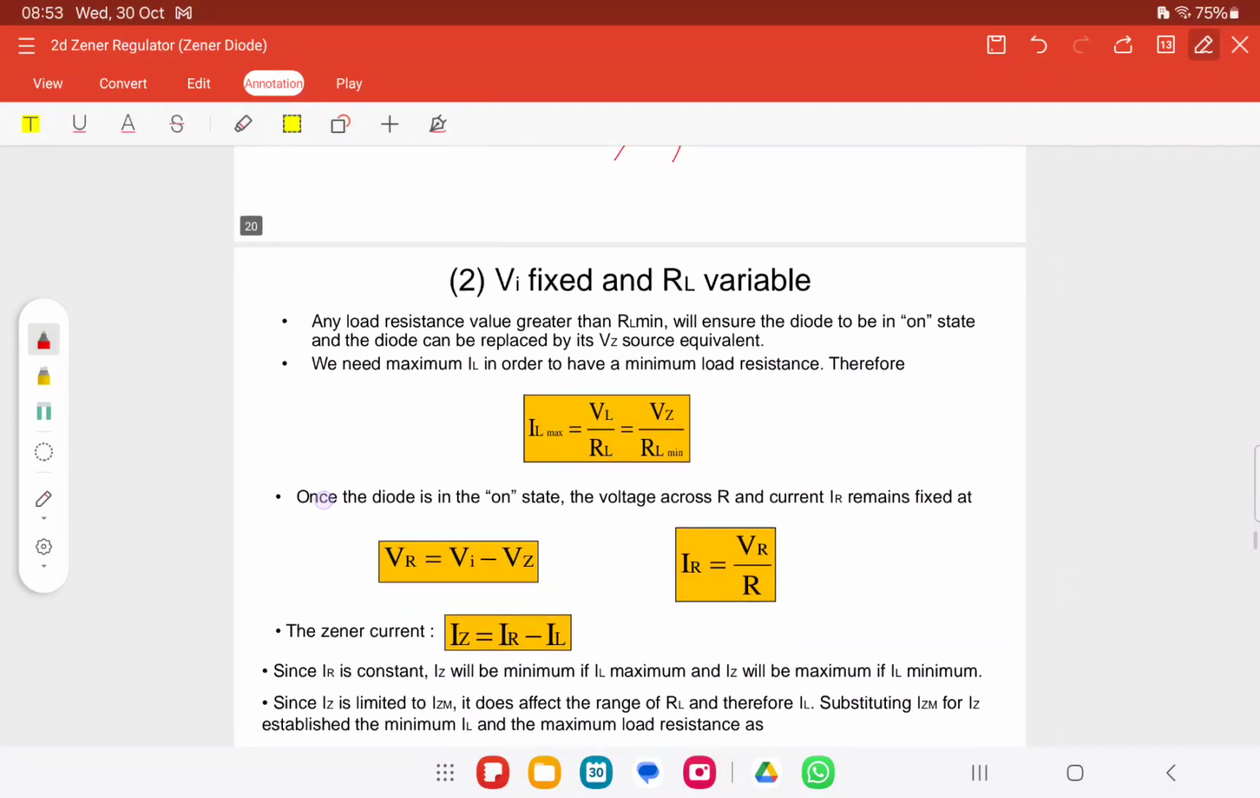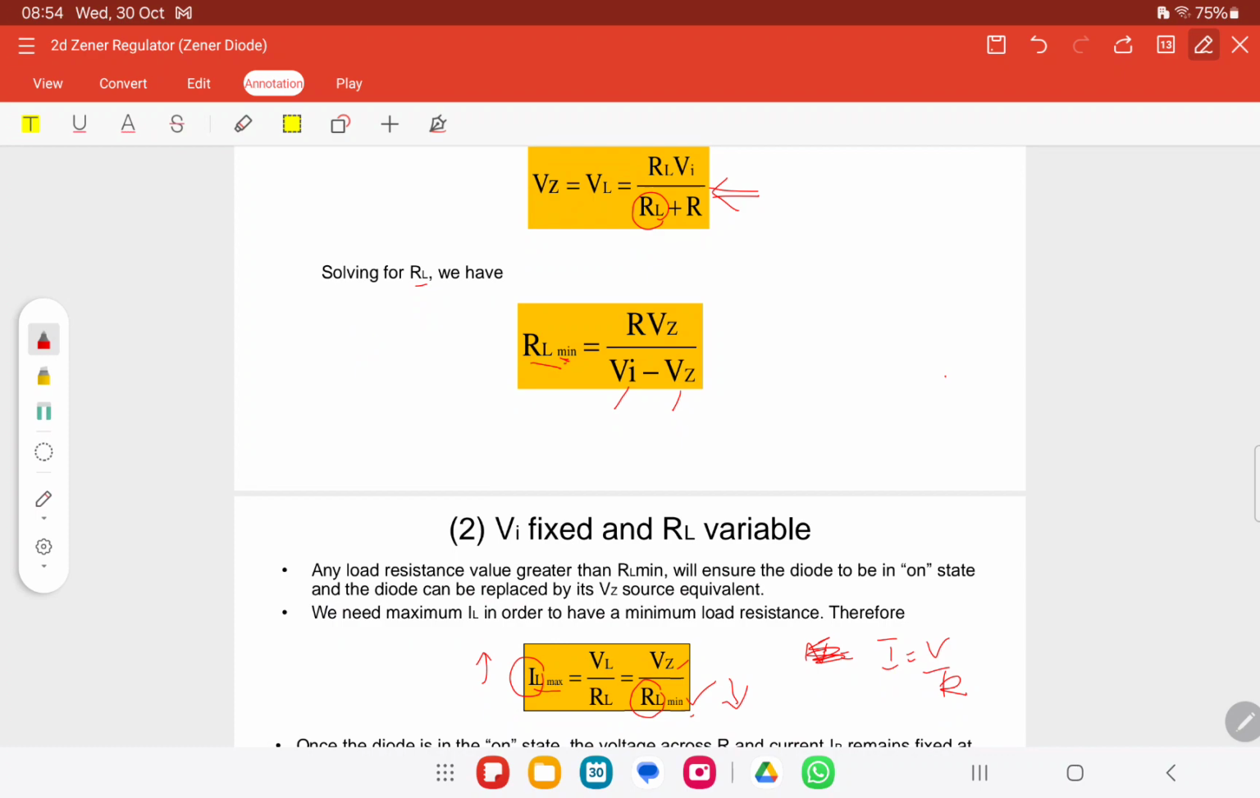And then once we have the RL, since we already got RL min, we can get the IL. If R is min, I is max. Right? One value is small, the other value will be big. I equals V over R, since they are proportional. So this one is IL max equals VZ over RL min, the RL we got just now. Resistor R multiplied by VZ over the drop, VI minus VZ, equals VR, right?